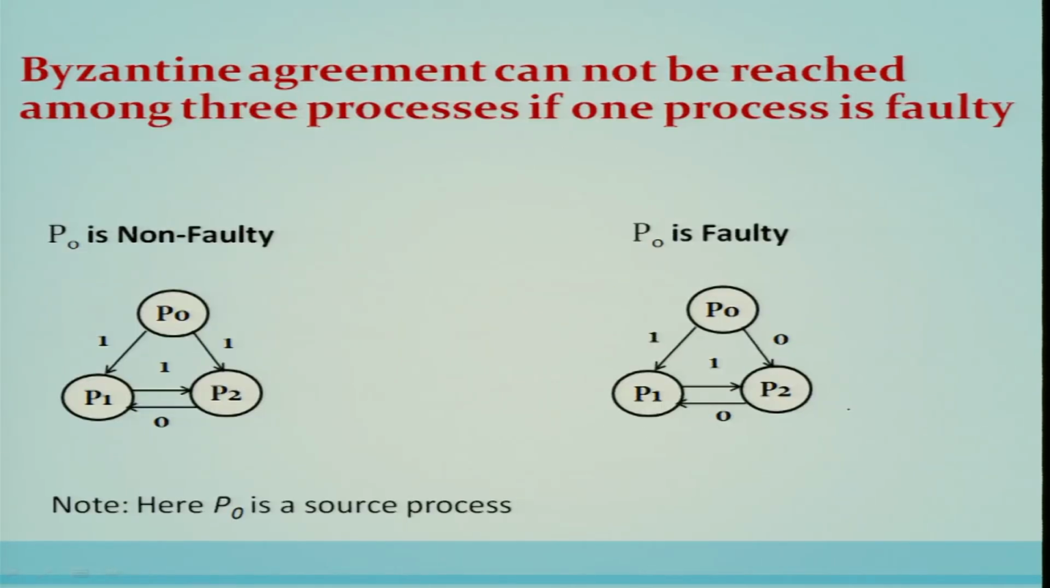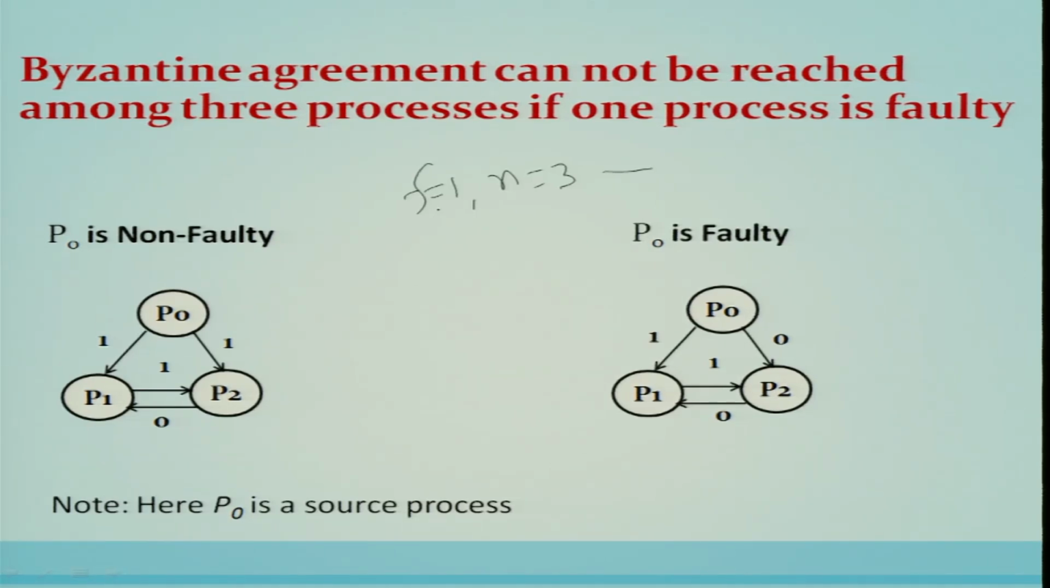So let us take this particular example, which shows that the condition where f is less than or equal to n minus 1 by 3 is violated over here. That means if f is equal to 1 and n is equal to 3, this particular assumption is violated. That means n minus 1 by 3 is not 1 in that case, but we are assuming 1. So obviously, as per the previous condition, Byzantine agreement is not possible, and we can see this in this particular example.